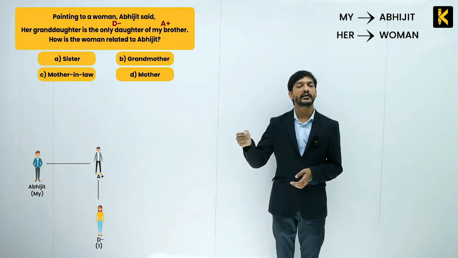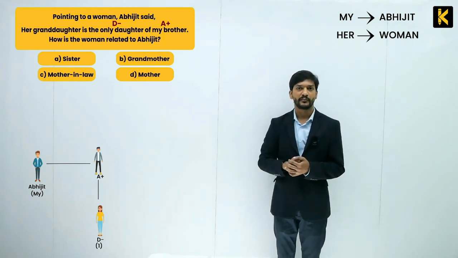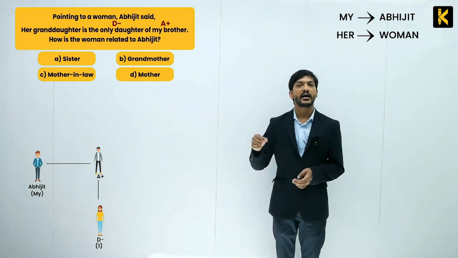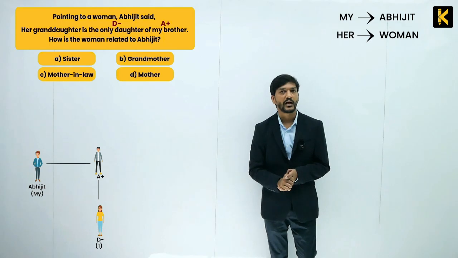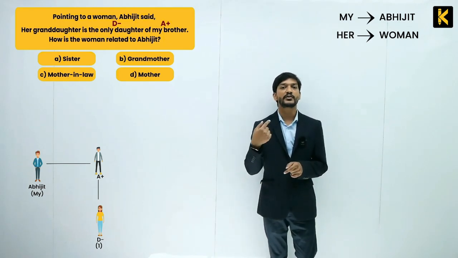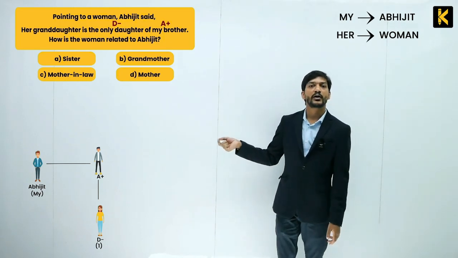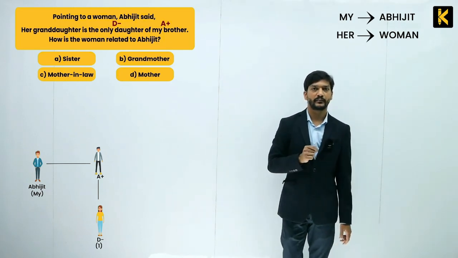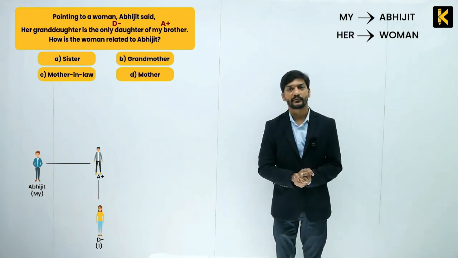Her granddaughter is D minus. So you read it backwards. That means D is her granddaughter. Her means what? Her means the woman, the woman Abhijit is talking about. So D is the granddaughter of the woman. So that means the woman will be the grandmother, right?